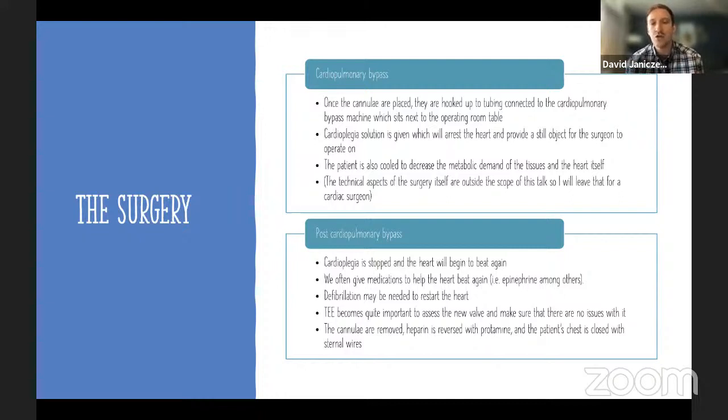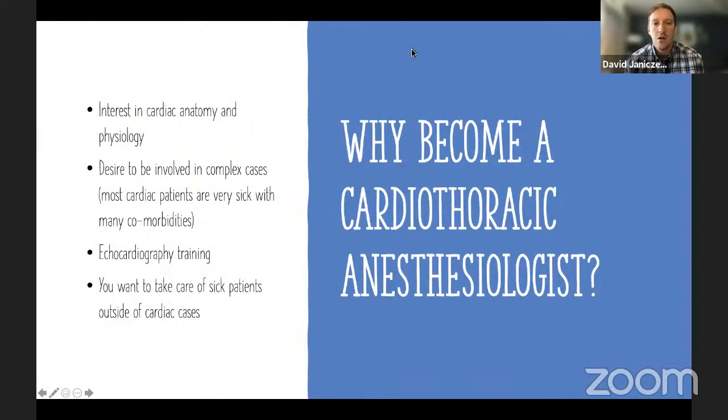But if everything looks good, the cannula are removed, the heparin's reversed with protamine, which is the antidote for heparin, and then the patient's chest is closed. The sternum is reapproximated with sternal wires, and then the skin overlying is closed with stitches as well. So that's basically, in a nutshell, what a cardiac case looks like. Obviously, we could spend hours talking about it. And so I tried to condense it into something that was manageable and hopefully you got something out of it.